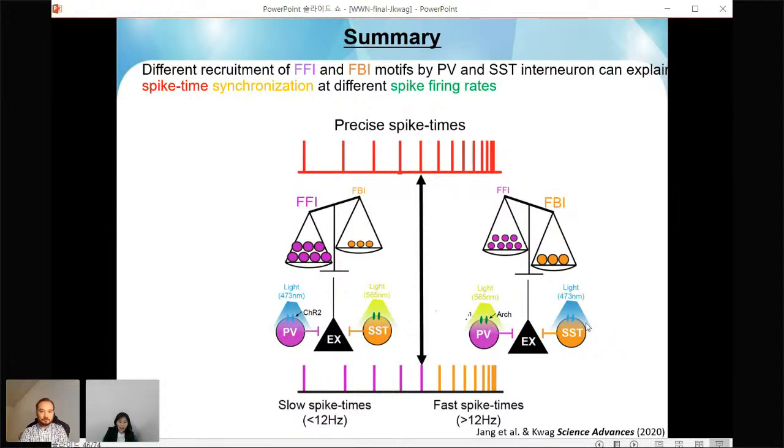And then activation of SST and inactivation of PV breaks the balance to promote feedback inhibition to help the synchronization of spike times at higher frequency ranges.